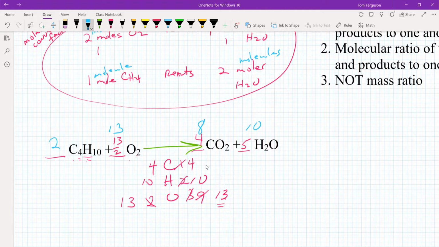If we multiply everything by 2, the balance remains. That means we have 8 of these, 20 of these, 26 of these, 8, 20, 26. No fractions. Now you can do the fraction step.